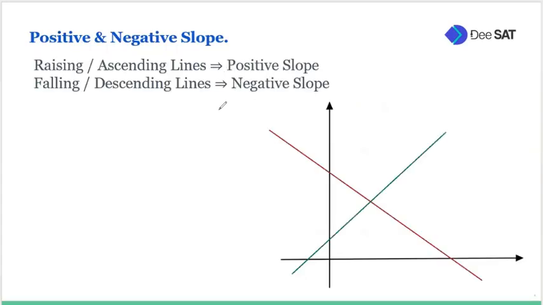Now, positive and negative slope. How do we define it? Well, let's consider the x-axis has this side as left and this side as right.